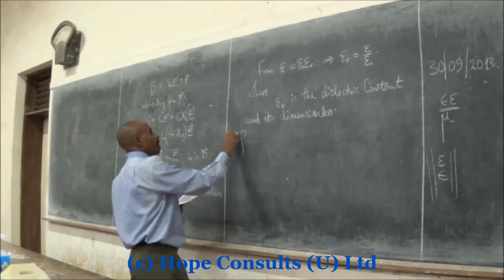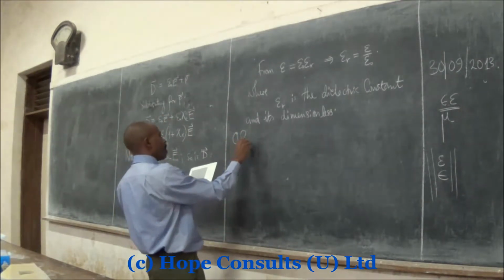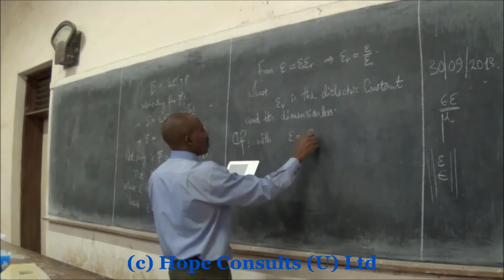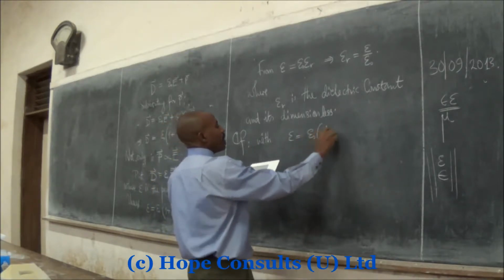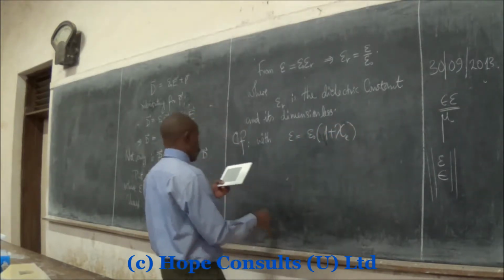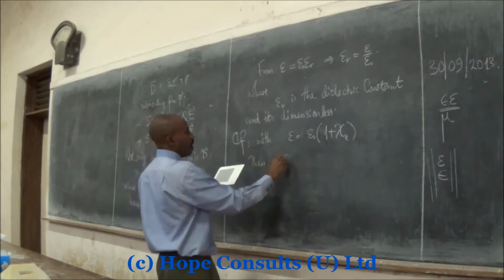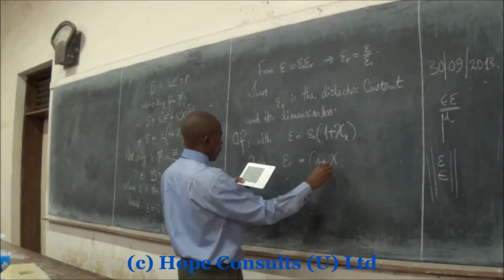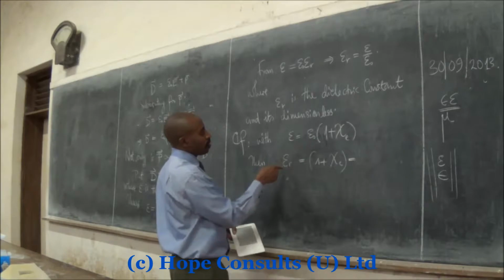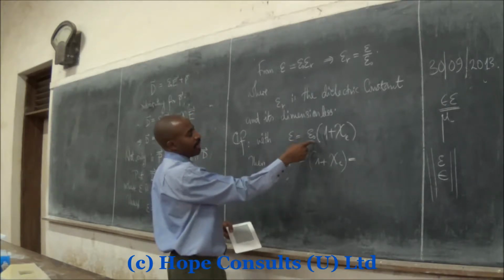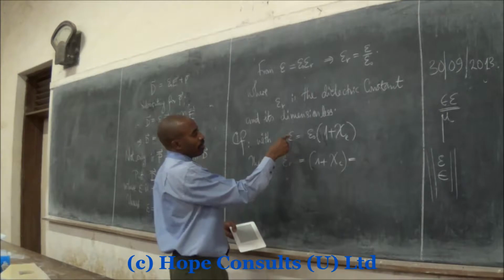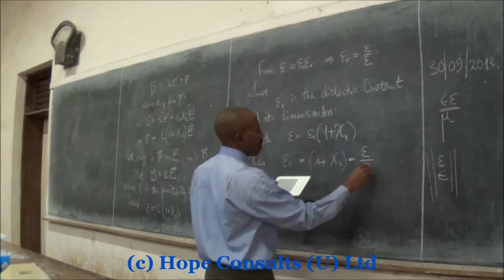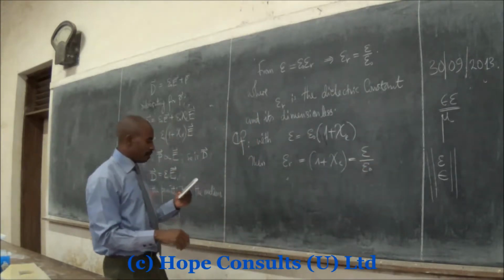Compare with epsilon equals epsilon naught times (1 plus chi e). Then we shall get that our dielectric constant is equal to 1 plus chi e, because if I divide both sides by epsilon naught, epsilon over epsilon naught is equal to epsilon r.